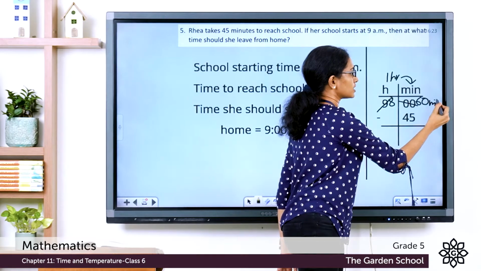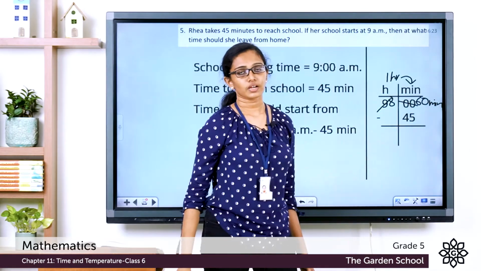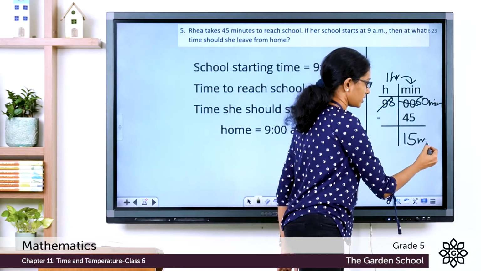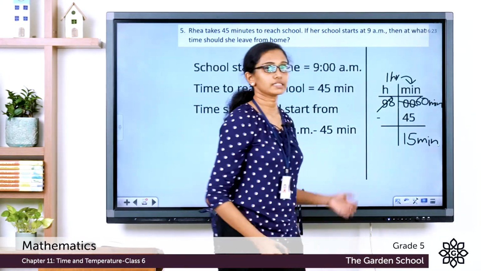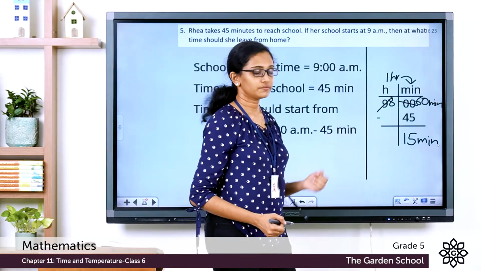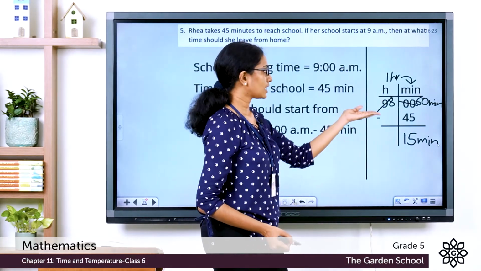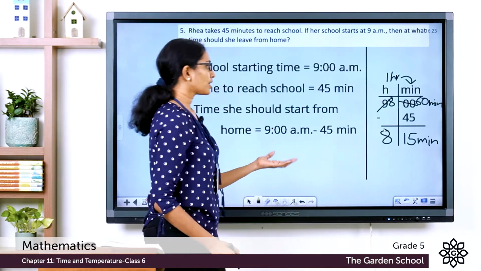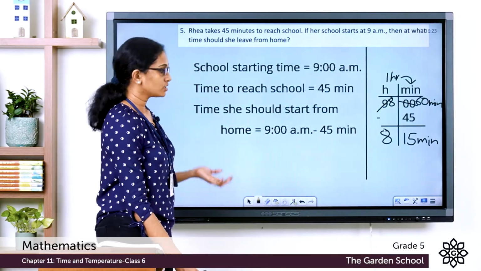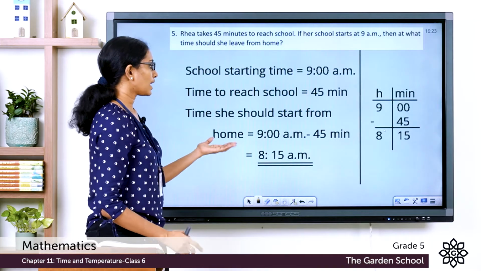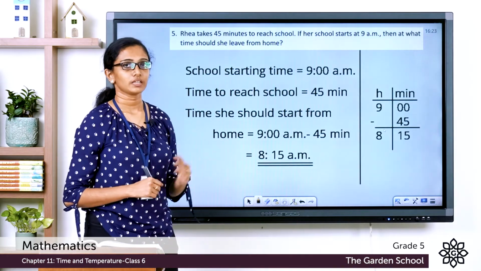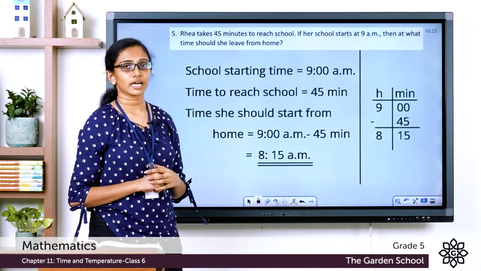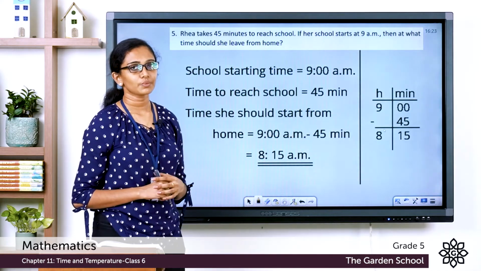So from 60 minutes we are subtracting 45 minutes, which is equal to 15 minutes. So 60 minus 45 is equal to 15. So now we have 15 minutes in the minutes column. In the hour column we have 8 hours. So at what time should she start from home? She should start from home at 8:15 a.m. That is 45 minutes before 9 a.m., the starting time at school. So I hope you are clear with this.